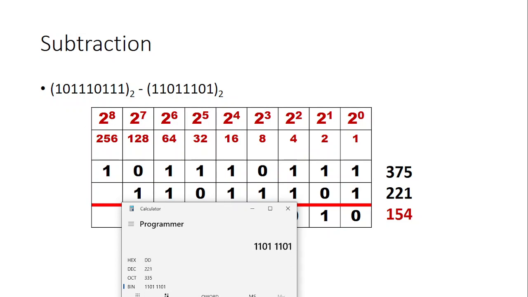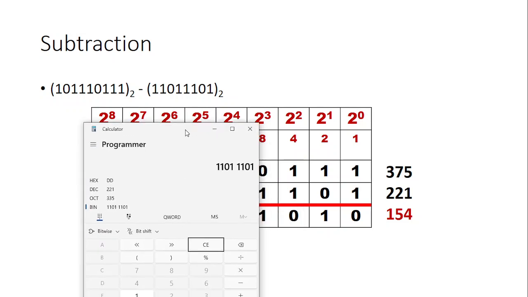Okay, so let's look at what is the answer. The answer is 221. I think my answer is correct. I have to learn arithmetic again. So this is 221. That is the answer.